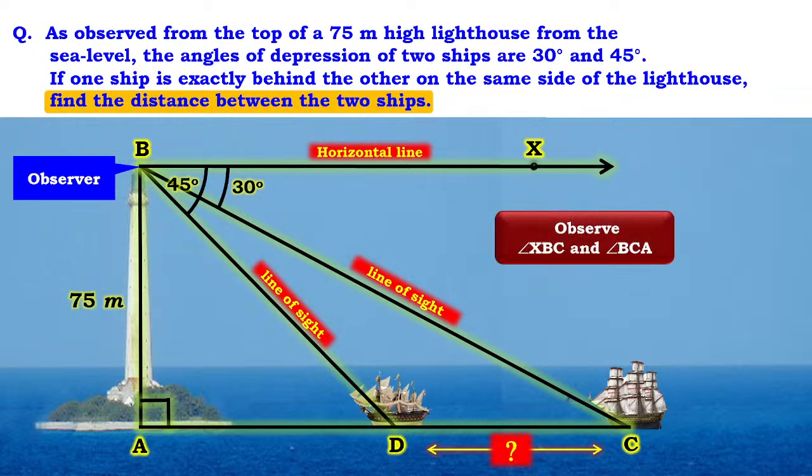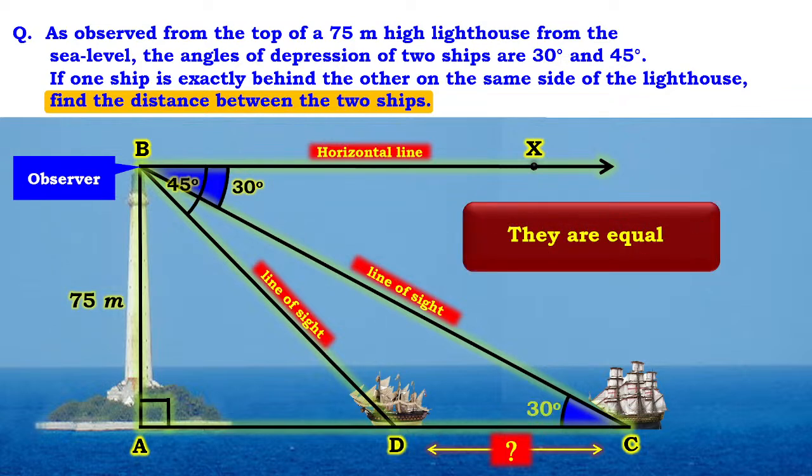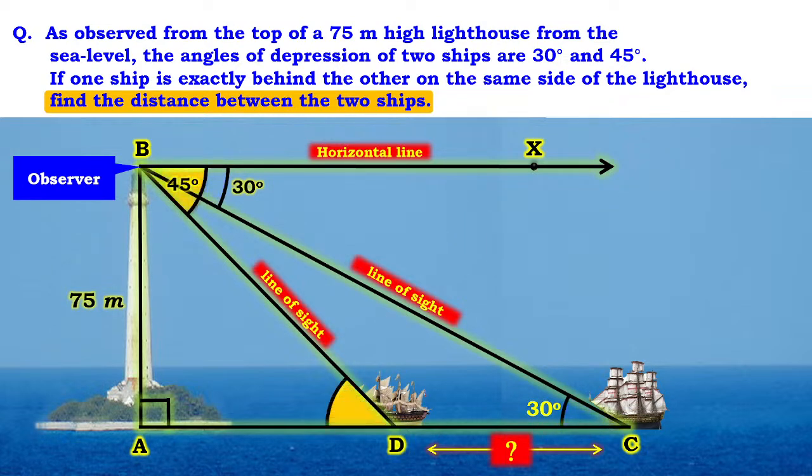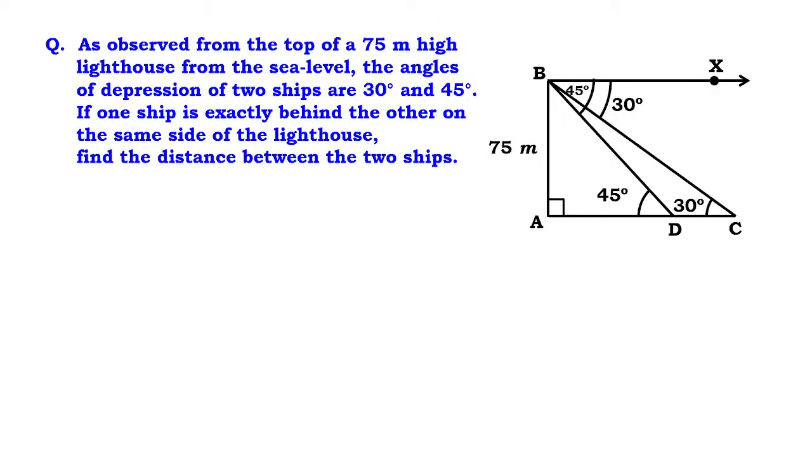तो पैरेलल लाइंस हो जाता है, करेक्ट. Alternate angles are equal. तो क्या हो जाता है? ये 30 हो जाता है और ये भी 45 डिग्री हो जाता है. So did you understand the logic of the angles here? Right? Then after that you need to solve it.